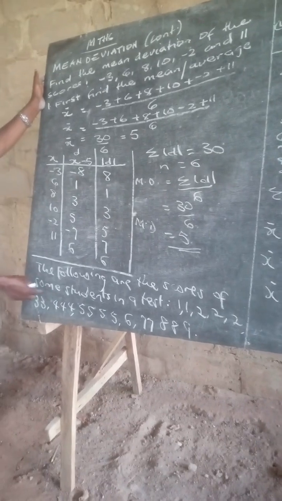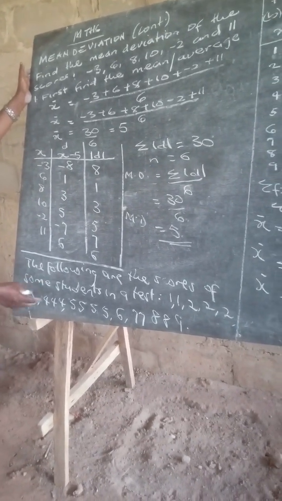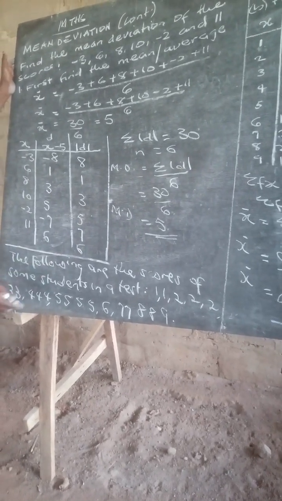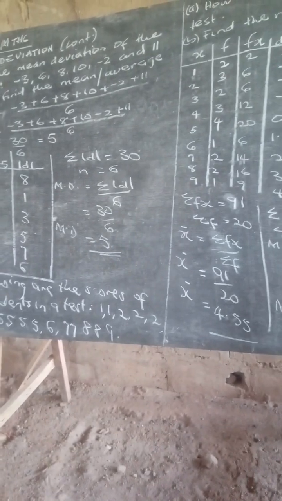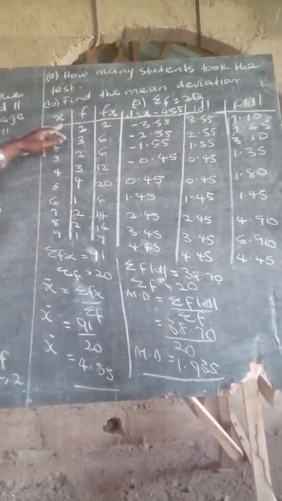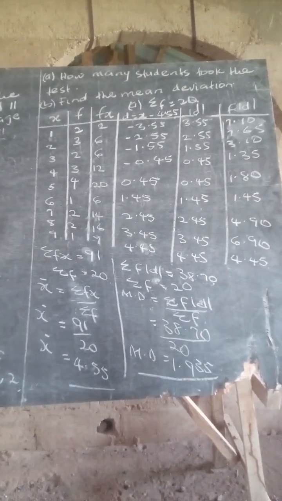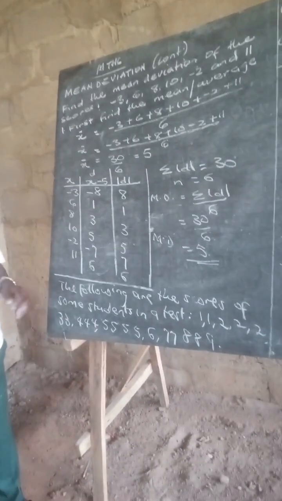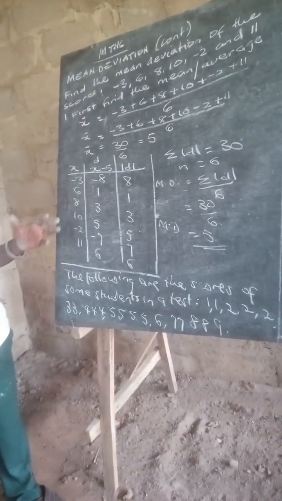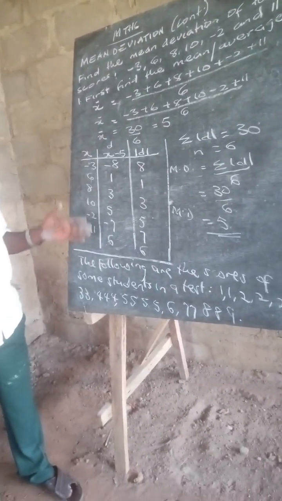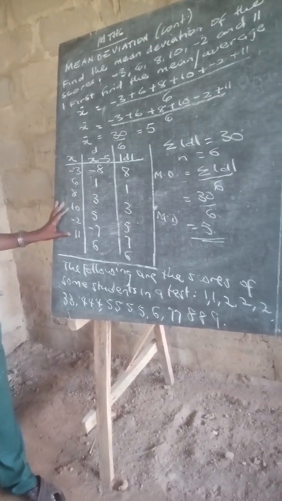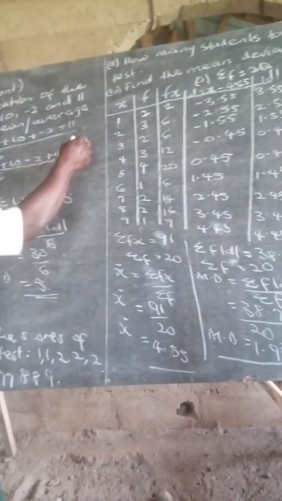Now, take a look at another question here. The following are the scores of some students in a test. You can see the scores: 1, 1, 2, 2, 2, and so on and so forth. And so, you ask the question, how many students took the test? First of all, create a frequency table. We cannot treat them individually like this. We are talking about 20 scores. We cannot arrange them one by one individually like this. So we create a frequency table.